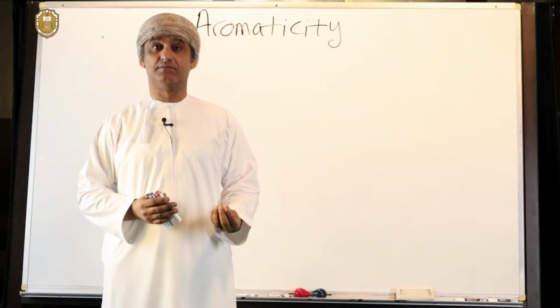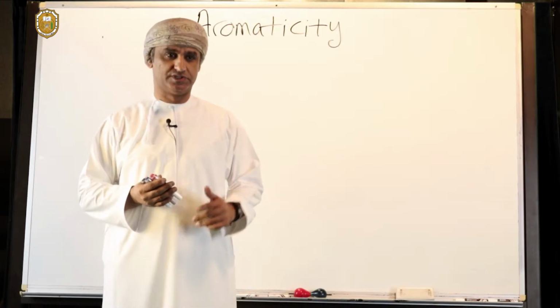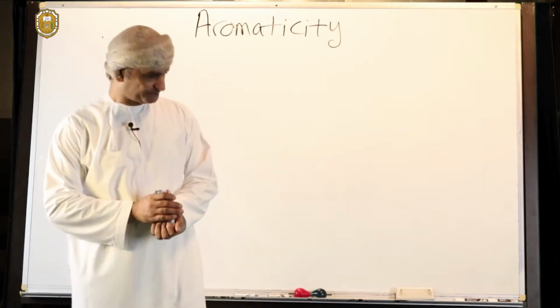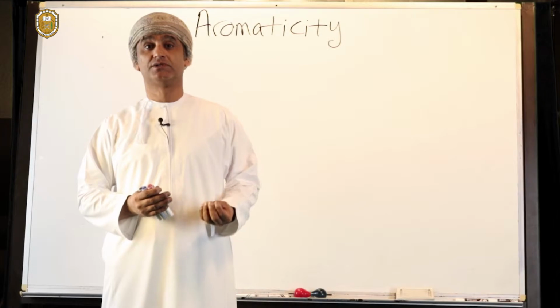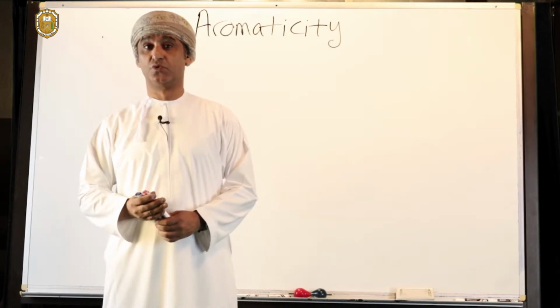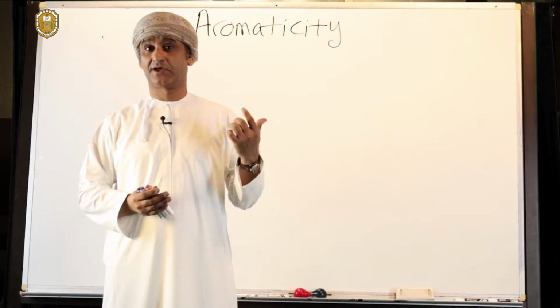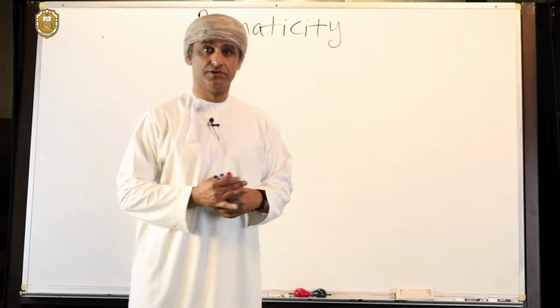Let's now take examples of compounds on which we can apply the aromaticity rules, or requirements. And remember, if you recall again: cyclic, conjugated, flat or planar, and 4n plus 2, the Huckel rule.